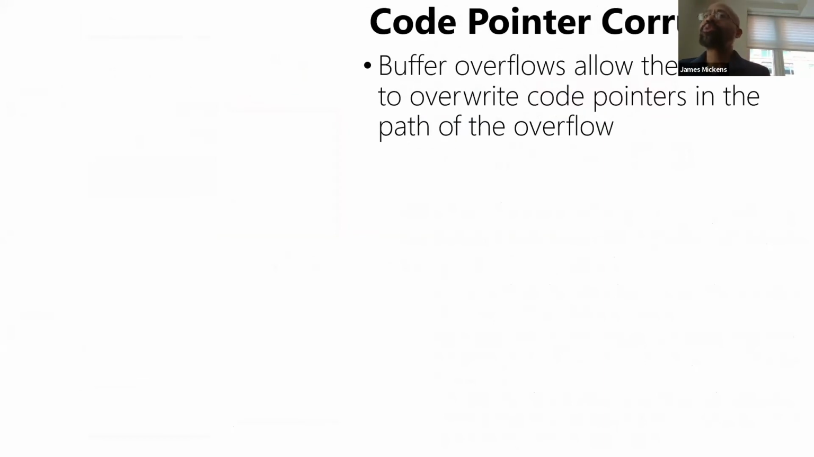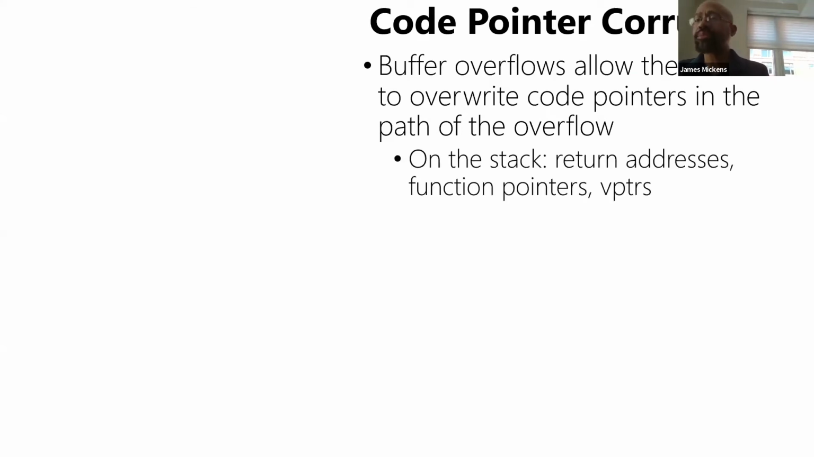So the types of buffer overflows that we've been talking about are all sort of specific instances of attacks that are oftentimes known as code pointer corruptions. A buffer overflow allows the attacker to overwrite code pointers in the path of the overflow. A code pointer is just an address that corresponds to executable instructions. So for example, on the stack, return addresses are a form of code pointer. Function pointers are also a form of code pointer.